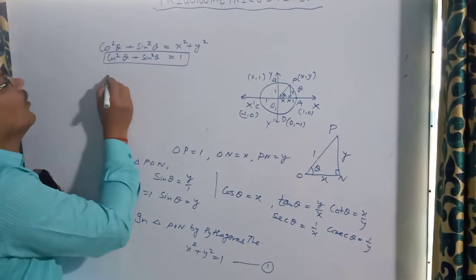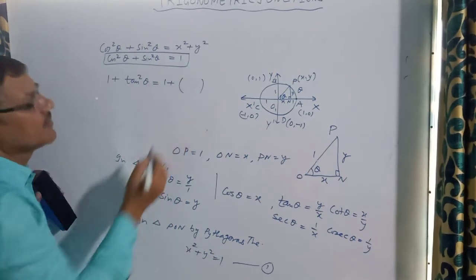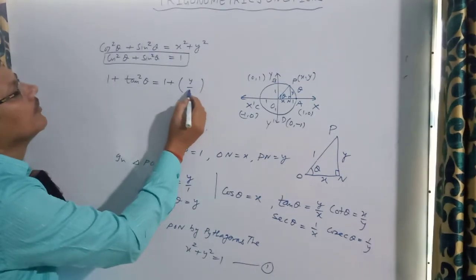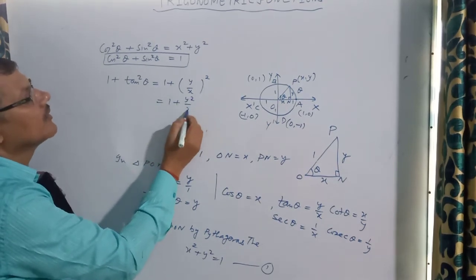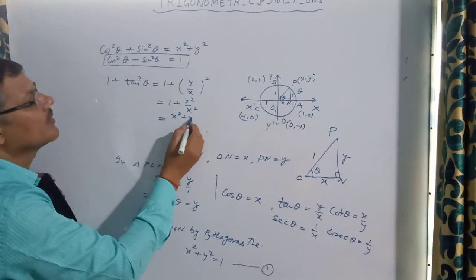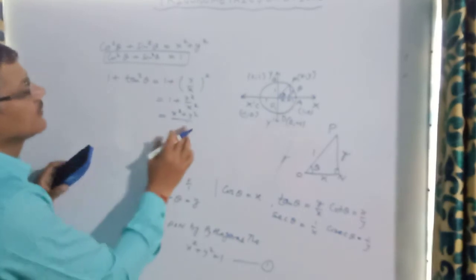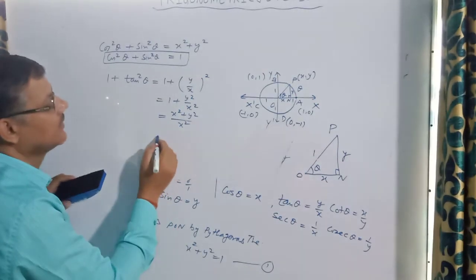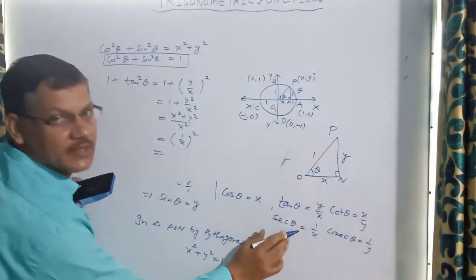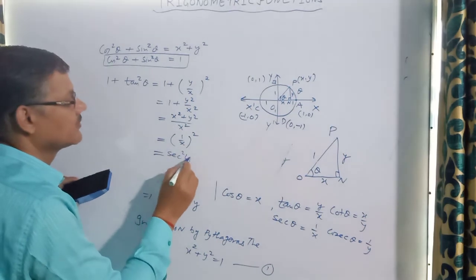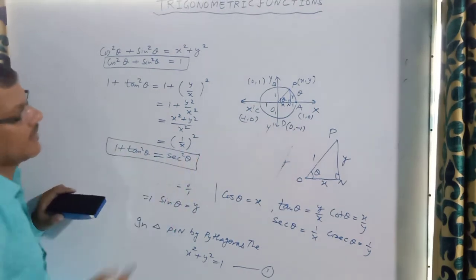At the same time, 1 plus tan square theta is written as 1 plus, what is tan theta? Tan theta is y by x, squared. So it is equal to 1 plus y square by x square, which is equal to x square plus y square by x square, and it is equal to 1 by x whole square. And what is 1 by x? 1 by x is sec theta. So from here we get 1 plus tan square theta equal to sec square theta. So this is your second identity.